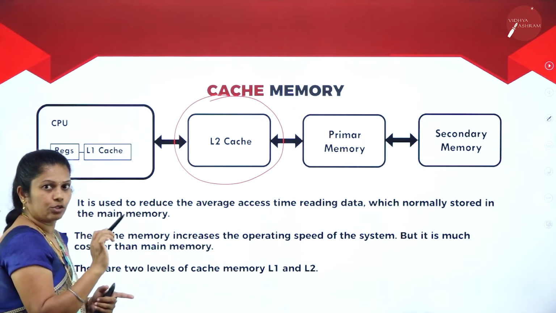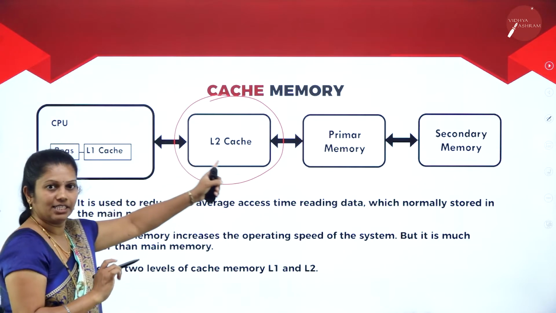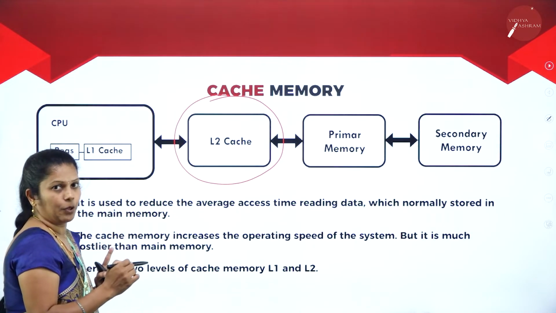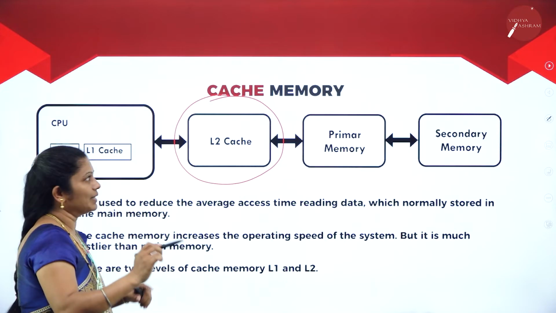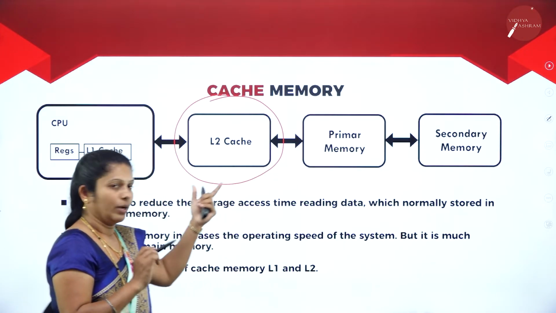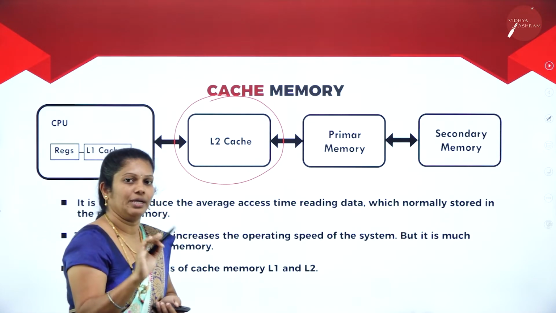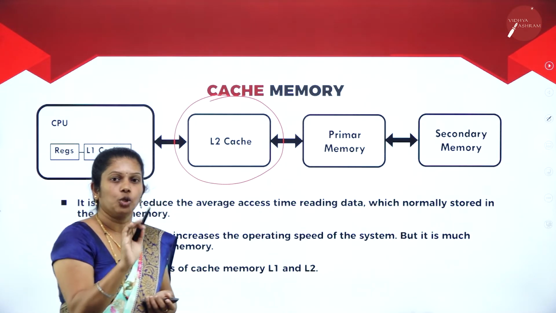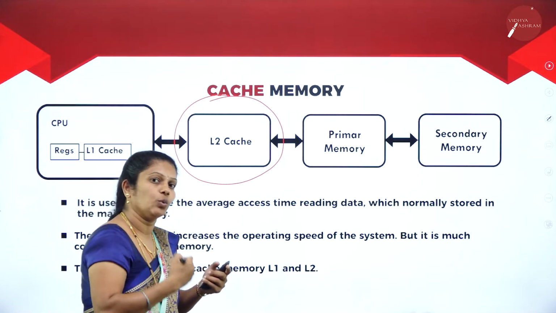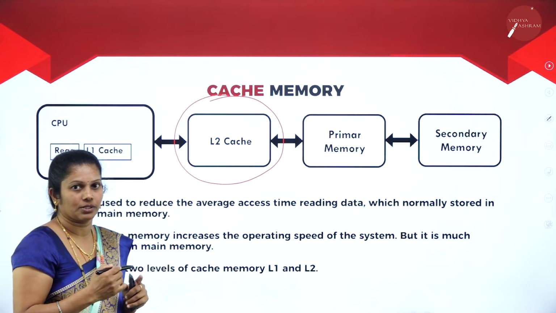When we come to the types of cache memory, there are L1 cache as well as L2 cache. L1 cache is present inside the CPU, whereas L2 cache is present between the CPU and main memory. The main work of cache memory: it's a temporary memory. It stores the recent data, recent applications, as well as whatever we have done recently.